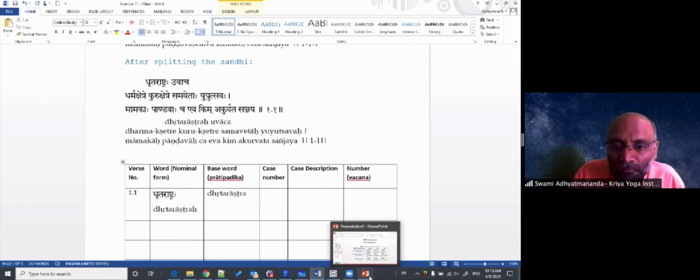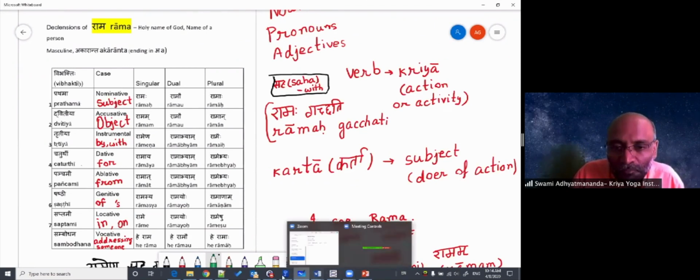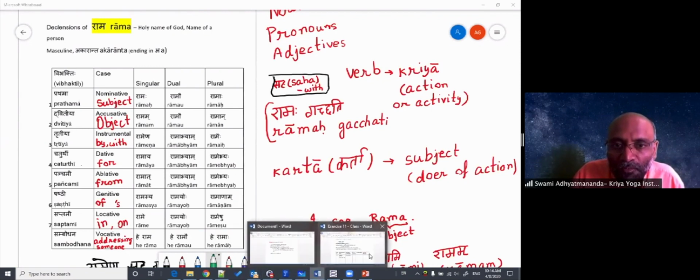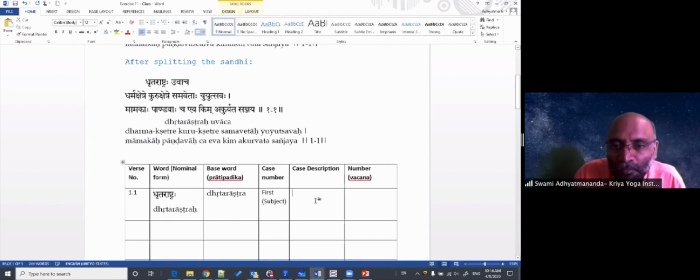What is the case number? If I go back to my table, Ramaha, Dhrutarashtraha, it is the same kind of thing. So the case would be first case, singular. If I go back to my exercise, I'll say the case is first case. I have given a separate column for the subject, so the case description is subject.